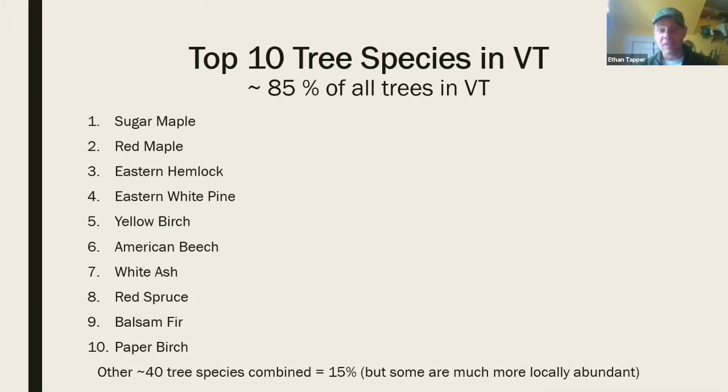Now, there's about 50 native tree species in Vermont, but the top 10 most common species, which are listed here on this screen, account for almost all of them. So if you're out there in the woods with your tree ID book and there's a gajillion different species of trees in that book, you don't need to learn all of those. I would focus on these 10, and you'll have almost all of the tree species in Vermont.